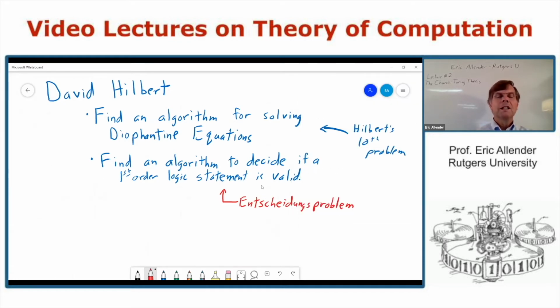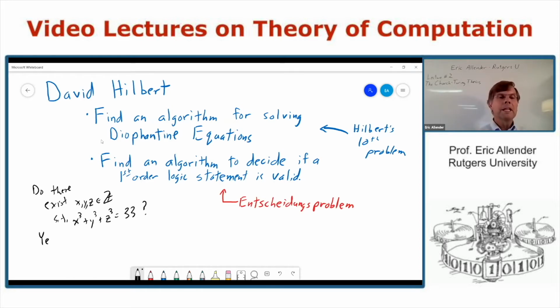But first, let me make good on a promise about what I need to tell you: what a Diophantine equation is. Let's start with a simple example. Do there exist integers x, y, and z such that x cubed plus y cubed plus z cubed is equal to 33?